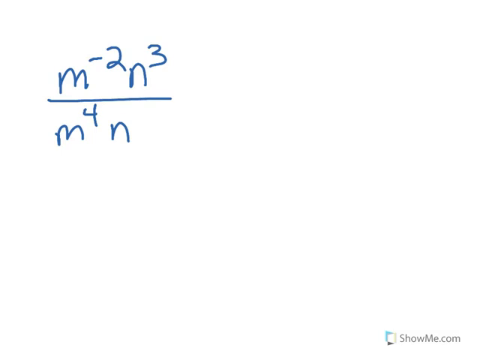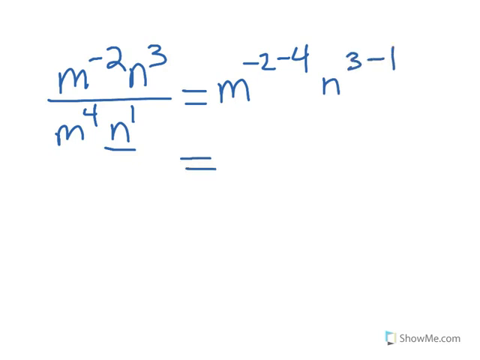So, let's play. Here we have two expressions, and we can use our new property of exponents to simplify things. We have m to the negative 2 in the numerator, m to the fourth in the denominator. That's going to be equal to m to the negative 2 minus 4 power. In the same way, we can subtract the exponents involved with the n's. It's important to remember that when you see an n by itself, as in the denominator here, we really have an exponent of 1. So n to the third divided by n to the first is n to the 3 minus 1. So simplifying these two differences, we have m to the negative 6 times n squared.